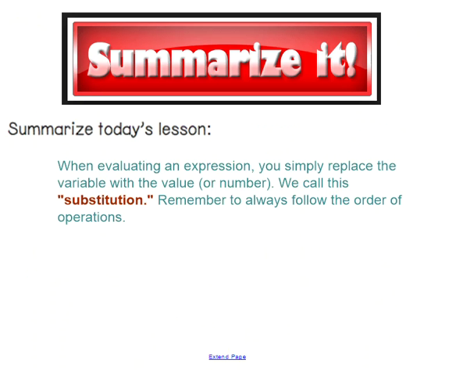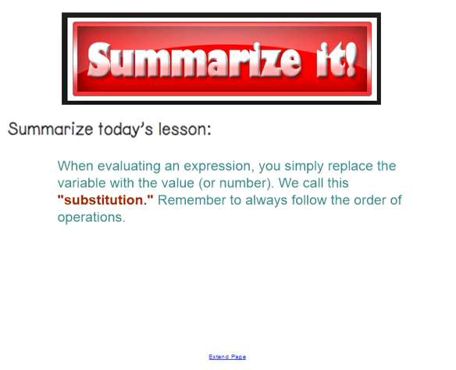All right, so summary for this particular lesson right here. This is what you want to write down. When evaluating an expression, you simply replace the variable with the value or number. We call this substitution. We are just substituting the number in place of the variable. Remember to always follow the order of operations. We keep that in mind when we're solving expressions or when we're evaluating them.